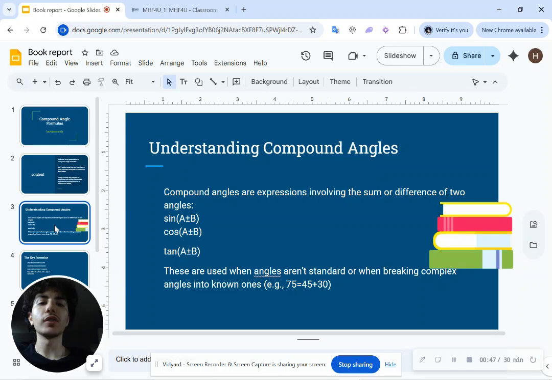Example, 75 equals 45 plus 30. The 45 and the 30 are the 75 broken into two different angles, so we could simplify it more and make it less complex.